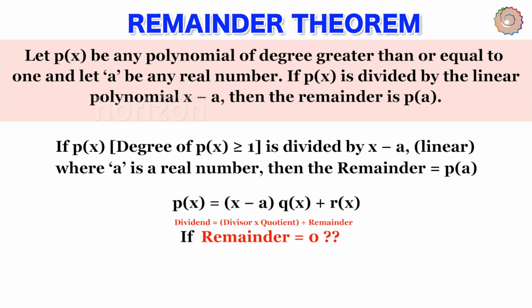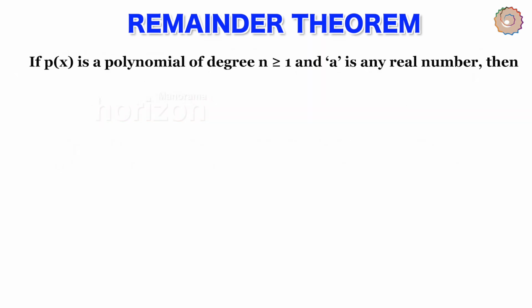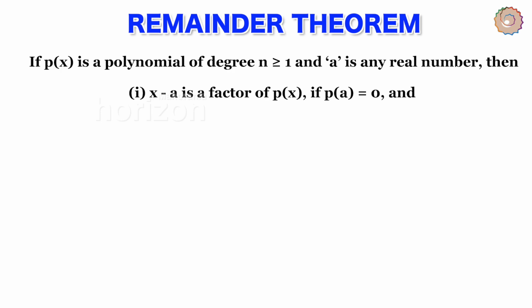What if the remainder is 0? Then we get a new theorem, which is the factor theorem. That is, if p of x is a polynomial of degree n greater than or equal to 1 and a is any real number, then x minus a is a factor of p of x if p of a equals 0, and vice versa. That is, p of a equals 0 if x minus a is a factor of p of x.